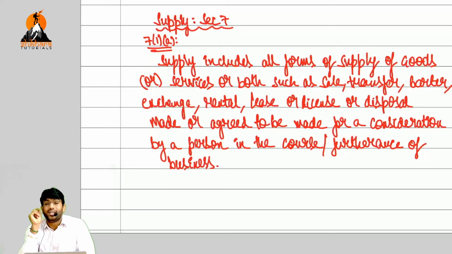What is the language used? Come on. Supply includes what? All forms. That means all types of supply of goods. Do we know what is goods? That's why I spend so much time. Goods or services or both. Goods, which section defines? Every kind of movable property other than money and securities, but includes actionable claims, growing crops, grass or things which are attached to or forming part of the land, which are severed or agreed to be severed before supply or under a contract of supply. Clear, no? Services?